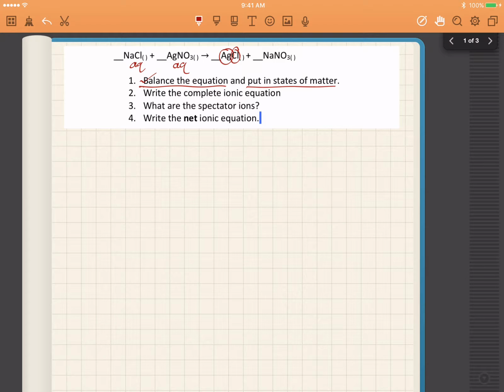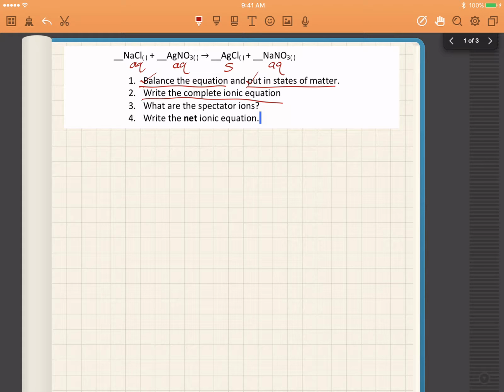AgCl. Ag is bad for solubility, and Cl is good for solubility, but the table lists Ag as one of its exceptions. So this is going to be solid. NaNO3. Sodium is good, and nitrate is good for solubility, so this is going to be aqueous. So now we found the states of matter.